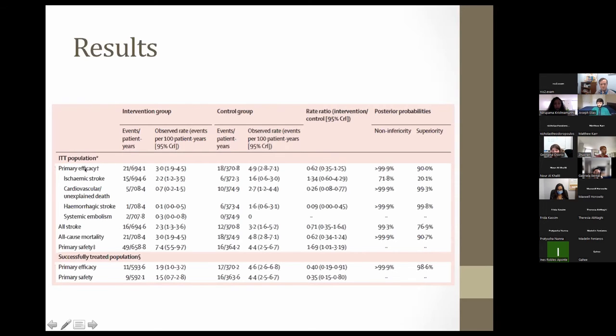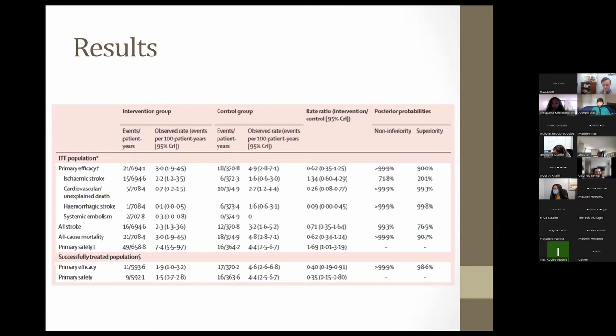But remember that the primary efficacy endpoint was a composite endpoint, right? It consisted of ischemic stroke, hemorrhagic stroke, cardiovascular or unexplained death, and systemic embolism. If we look at ischemic stroke, in the intervention group the rate was 2.2 per 100 person years, but it was only 1.6 in the control group. So this rate was significantly higher. And if you look at the posterior probability of non-inferiority, it was only 71.8%.